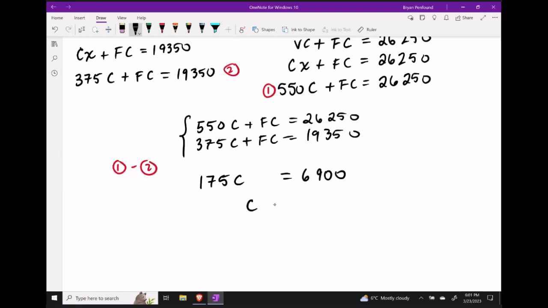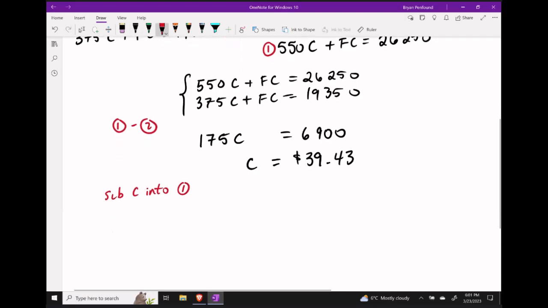If we want to solve for C, we can take our 6,900 and divide by 175. This gives us a per unit cost of about $39.43. And now that we know what those unit costs are, we can take C, we can substitute that into equation number 1 and try to solve for our fixed costs.